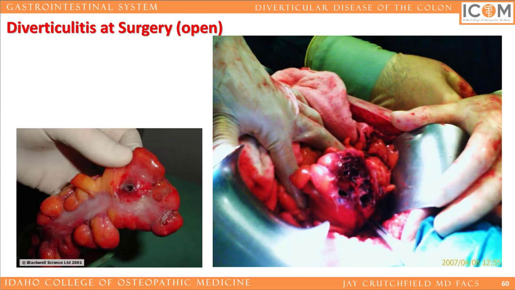The image in the lower left shows a perforated diverticulum. This is a segment of colon that was removed at surgery. The image on the right shows the acute inflammatory changes seen during operation of the inflamed area of colon. These changes represent acute diverticulitis, with the complication being perforation.